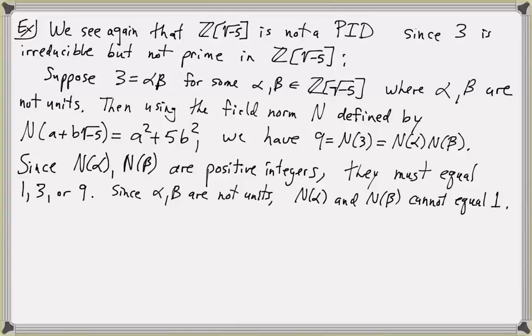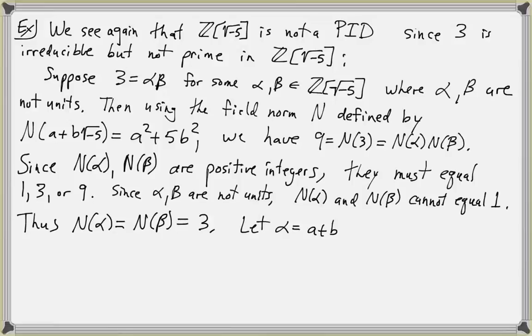So if the norms of alpha and beta can't equal 1, they can't both be equal to 9, because 9 times 9 would not equal 9. And the only possibility left was that they both would have to equal 3. So thus the norm of alpha must equal the norm of beta, and that must be equal to 3. This is the only possibility if alpha and beta are not units. So let's look at alpha more carefully. So let's let alpha be a plus b square root of negative 5 for some integers a and b.